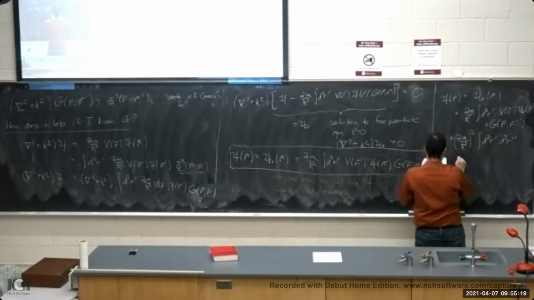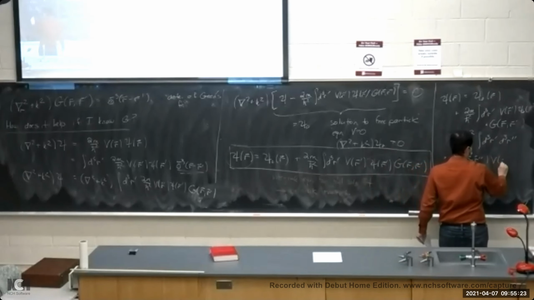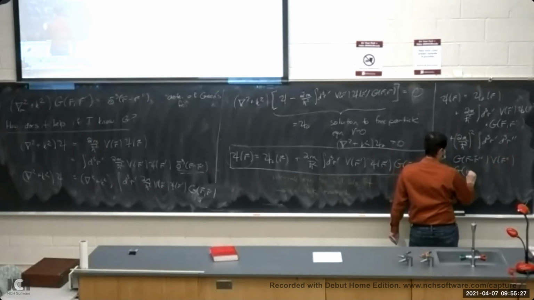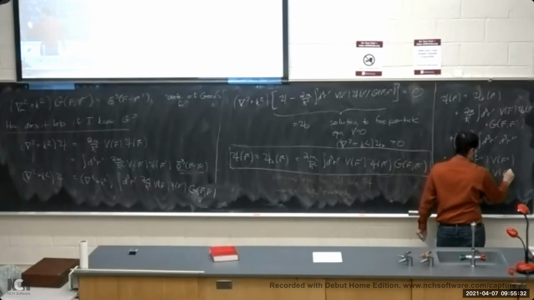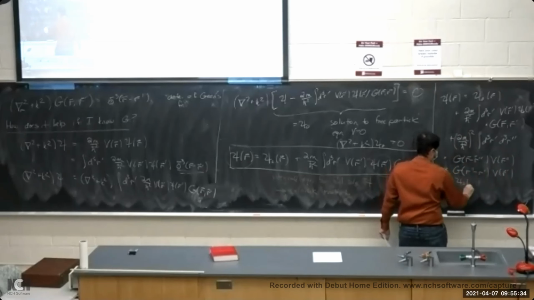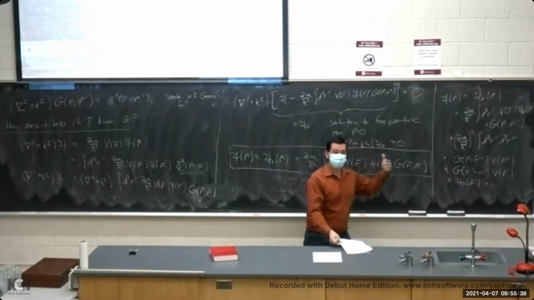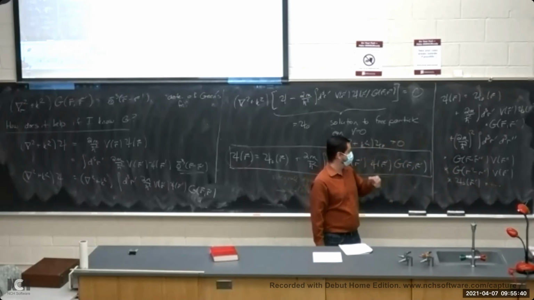Let me write it in this order. Propagator to r from r double prime. Potential at r double prime. Propagator to r double prime from r prime. Potential at r prime. Psi naught of r prime. So you can see how this starts to look the same way that we talked about the time evolution operator.